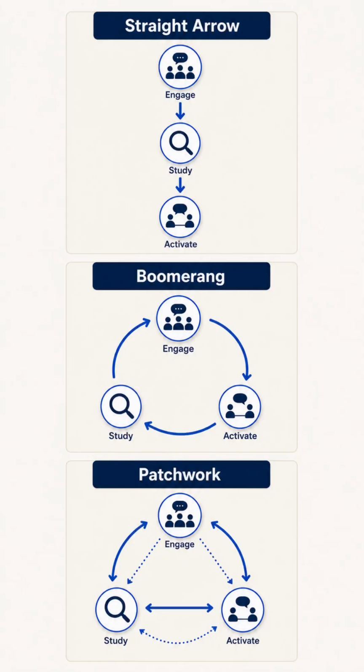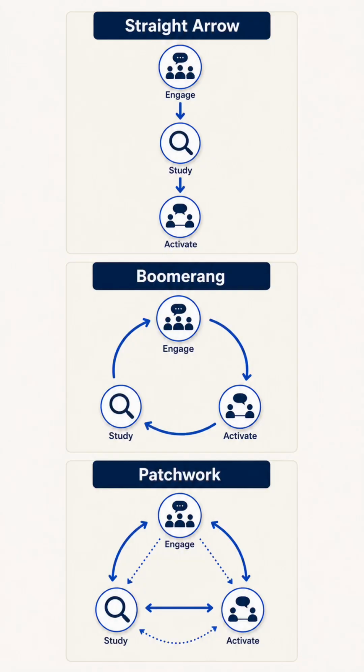Now let's look at the three ESA sequences. The first is straight arrow. This is the version most teachers know: Engage, Study, Activate. It works well when language is new, when support is needed, and when students can immediately use the language afterwards.